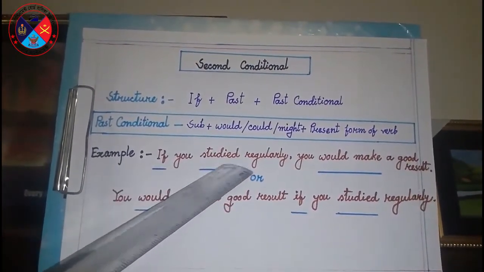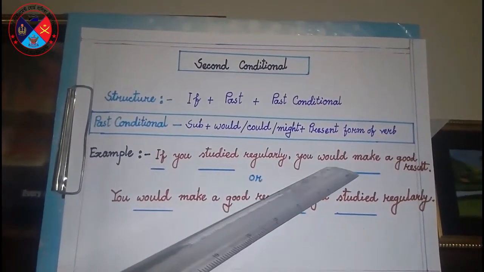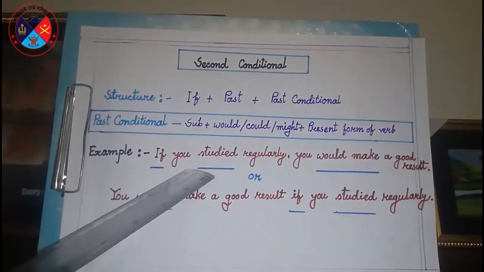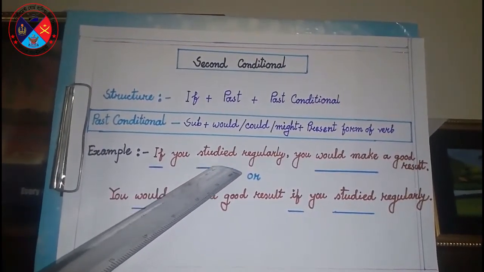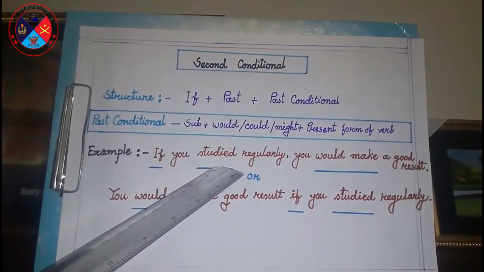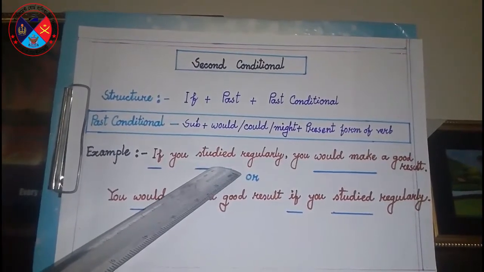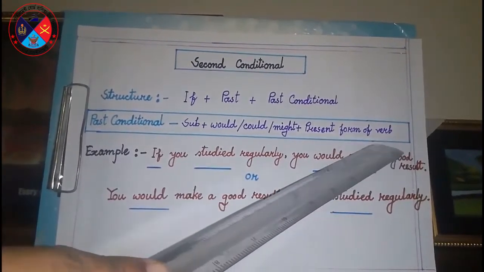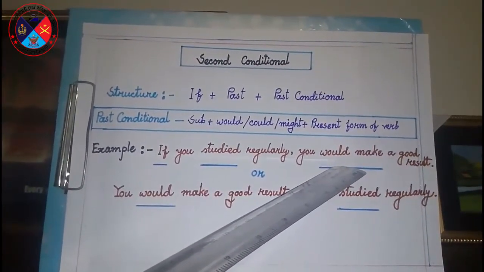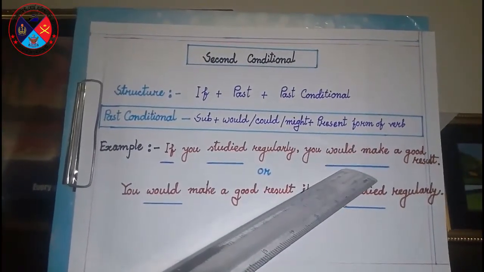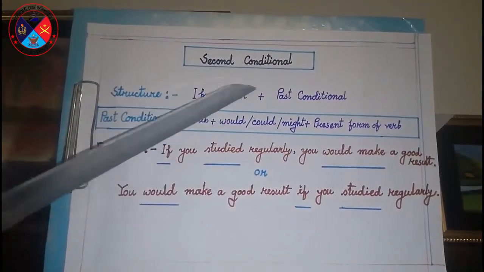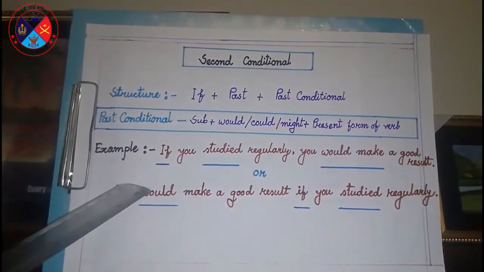If you studied regularly, you would make a good result. Here, the verb of the subordinate clause is in past form and the verb of principal clause is in past conditional form. So, look at the structure and look at the example.